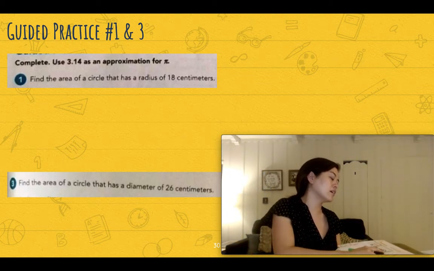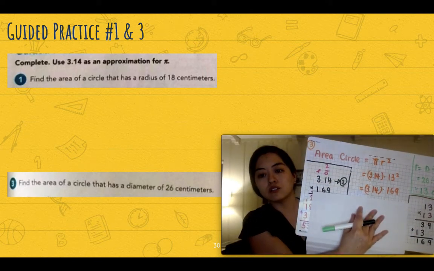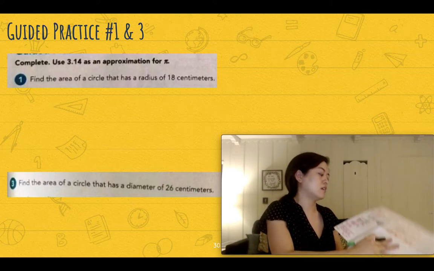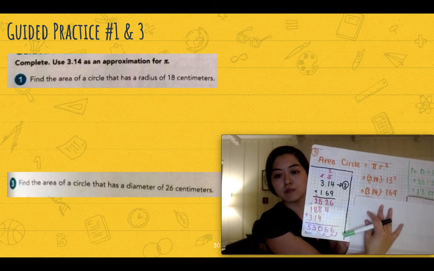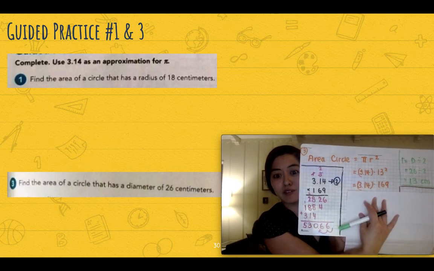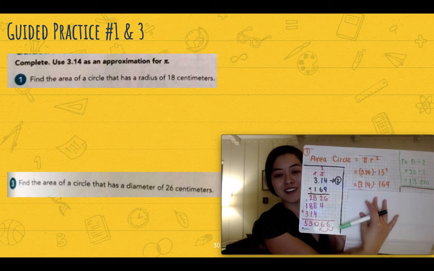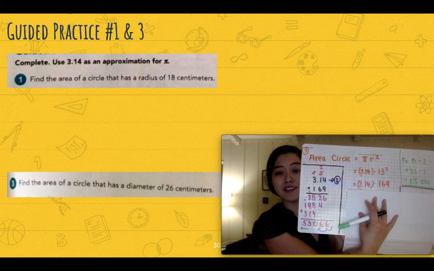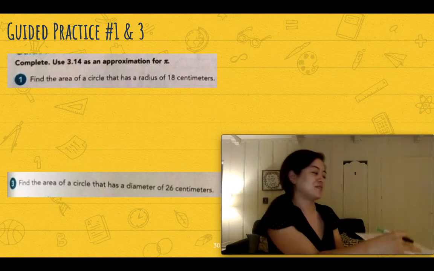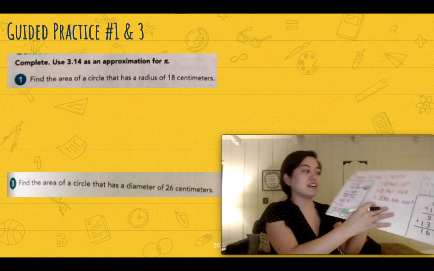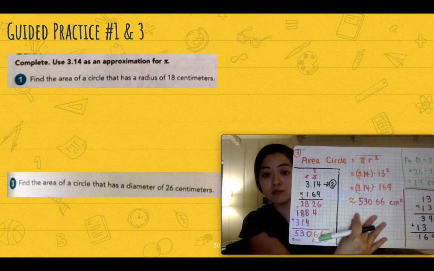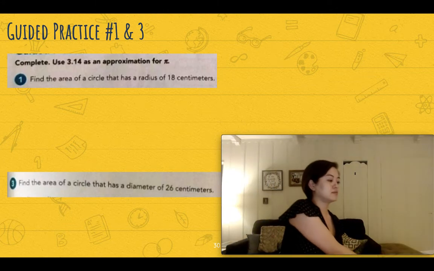And now I have to do 3.14 times 169. And I did it here in this black box, so you can take a look to see how I did it. I did something wrong at first, so I had to fix it. I don't know if you've been making that mistake today yet or not, but I did. All right, and then that approximately turns out to be 530.66 square centimeters.